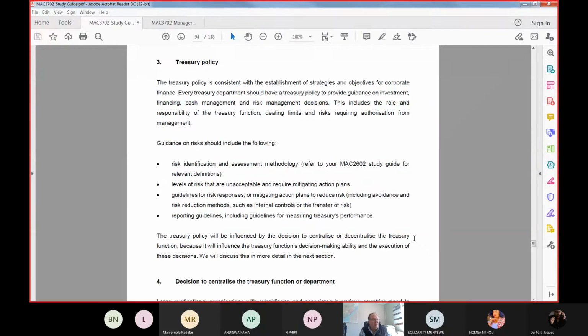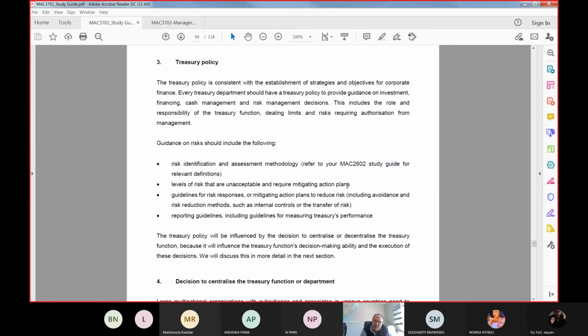Here it gives you some guidelines with regards to the risks that should be included in the following risks on treasury, and how to identify and assess the methodology. This refers to MAC3702. You're not going to be examined on it. Levels of risk that are acceptable and required for mitigation action.